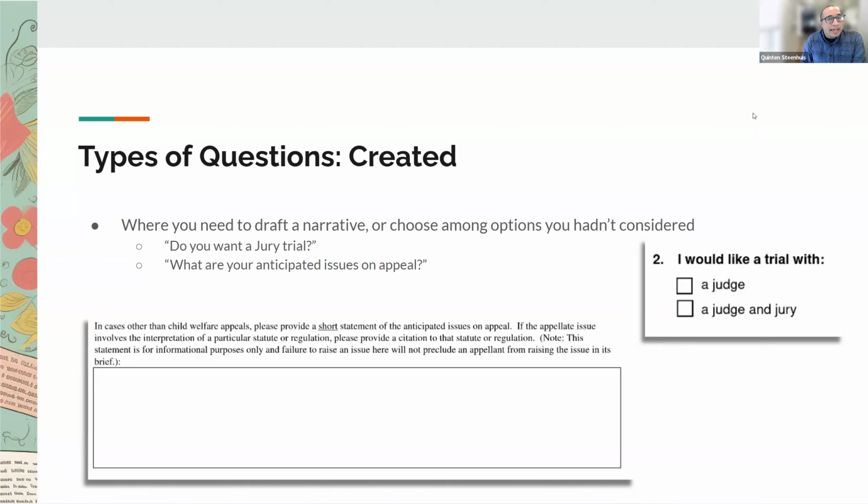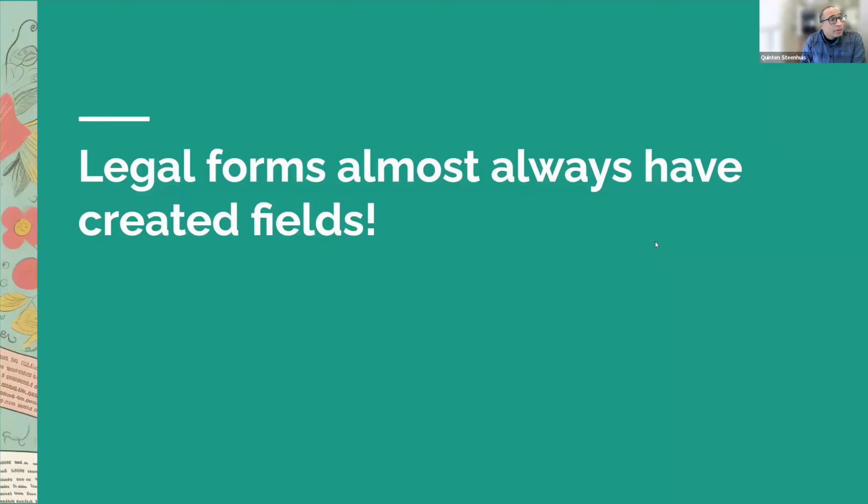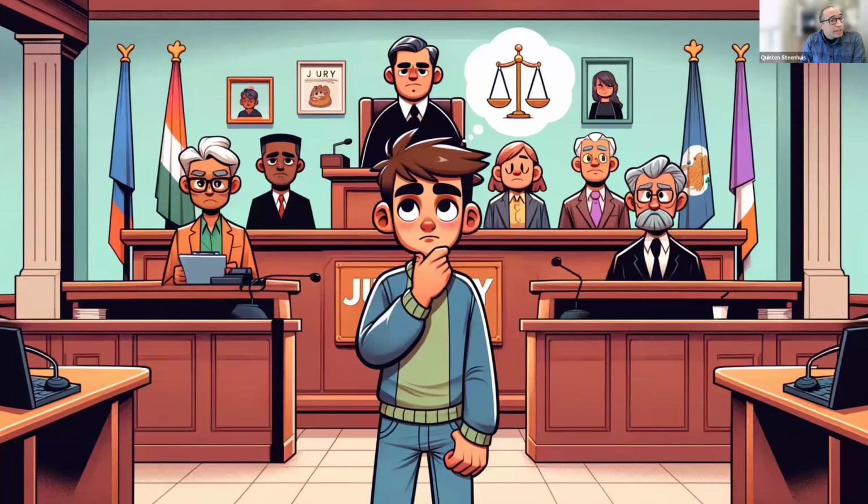We're not saying that created fields are just about what the input is like on the form. So here is a created field that is just a checkbox, one simple tick mark that the person has to interact with to provide this answer. I would like a trial with a judge or a judge and a jury. But think about a real world situation that I ran into, which is working on an eviction defense interview here in Boston.